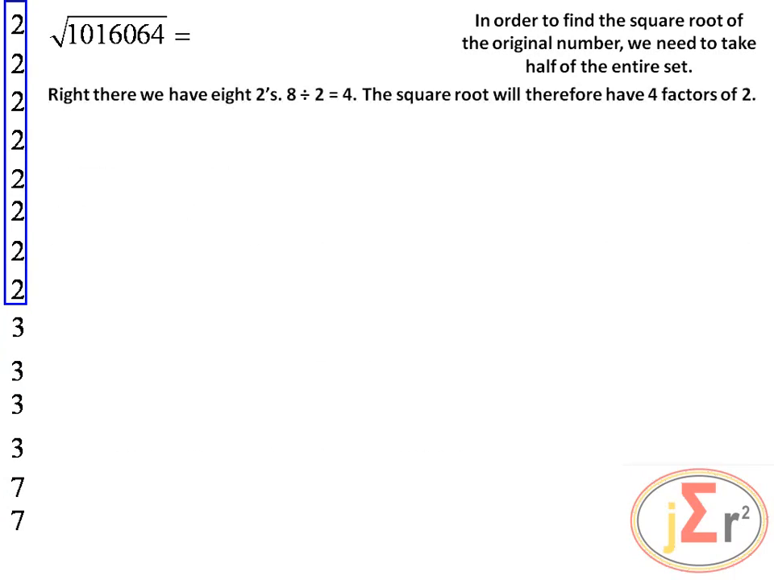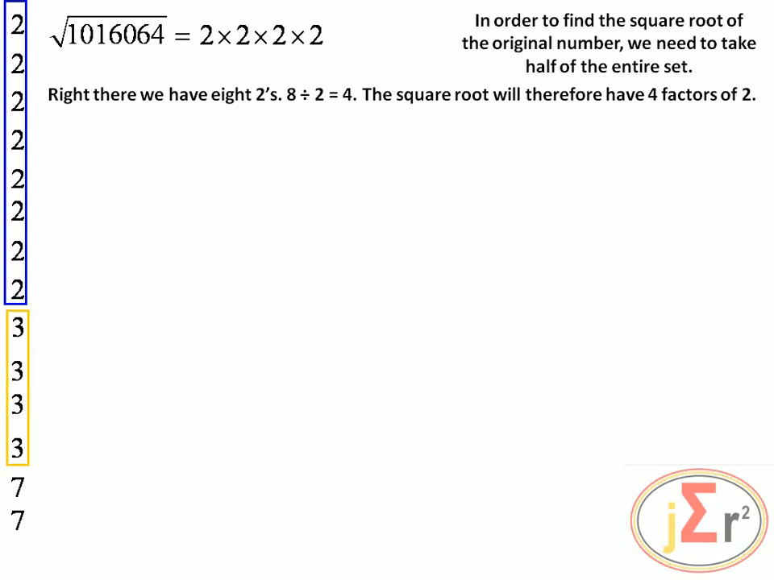Right there we have 8 2's. 8 divided by 2 is equal to 4. The square root will therefore have 4 factors of 2. So we take the 2's, 8 of them. The square root will have half of the number of factors, 4. There we have 4 2's multiplied together.